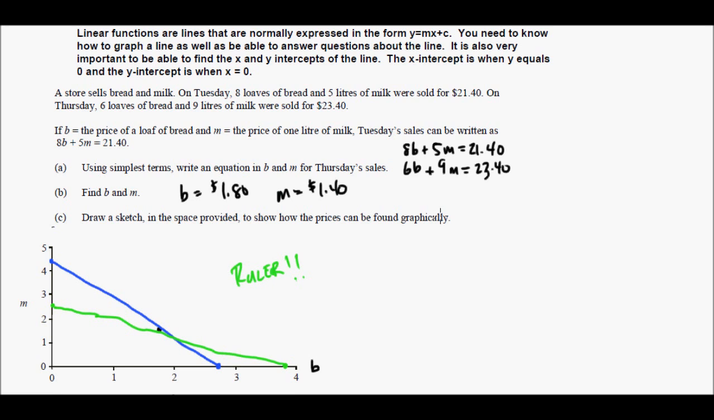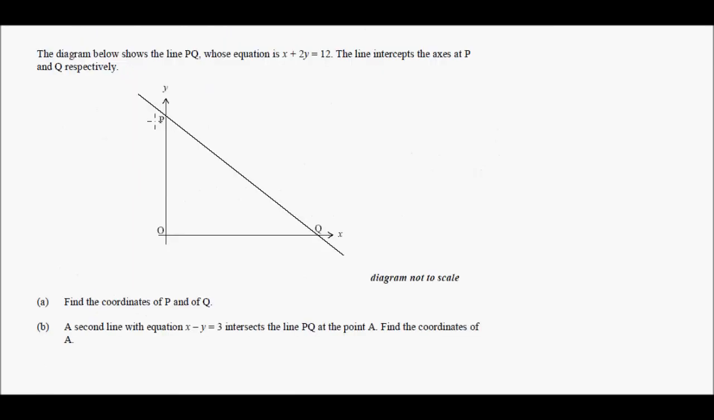Okay, let's do another problem involving intercepts just to get the point home here. All right, so the diagram below shows line PQ, whose equation is x plus 2y equals 12. The line intercepts the axes at P and Q respectively. No problem. Okay, find the coordinates of P and Q.